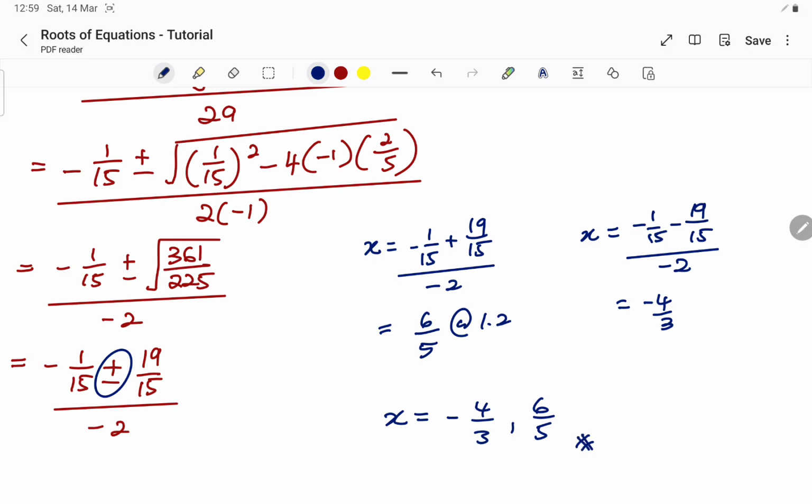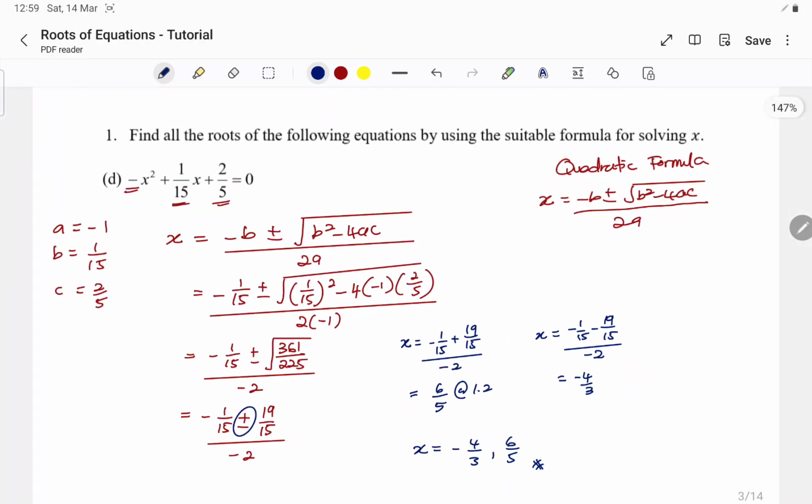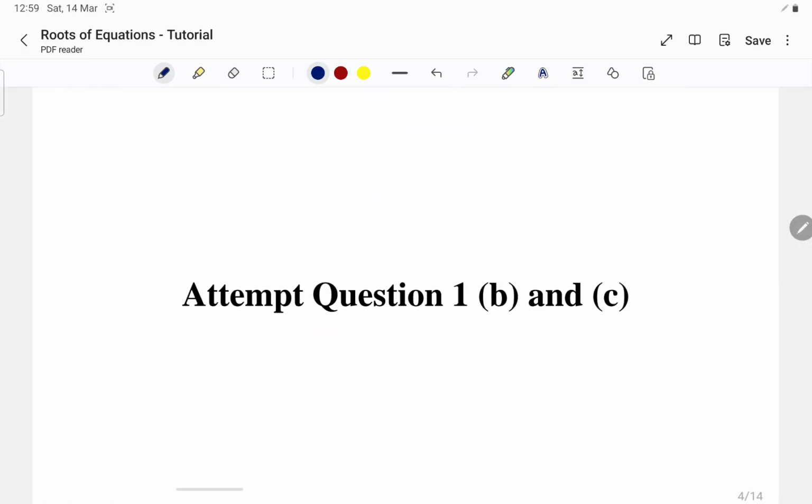Now we have settled questions 1A and D. So what you have to do is attempt questions 1B and C.